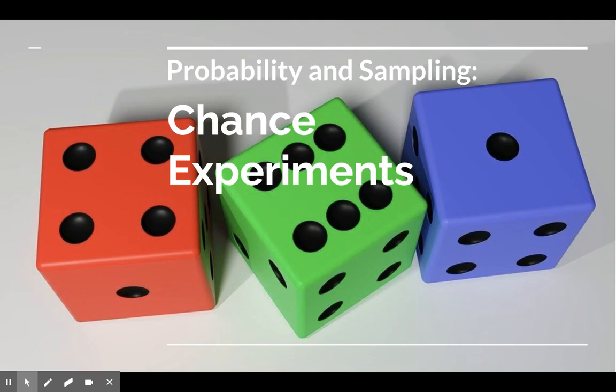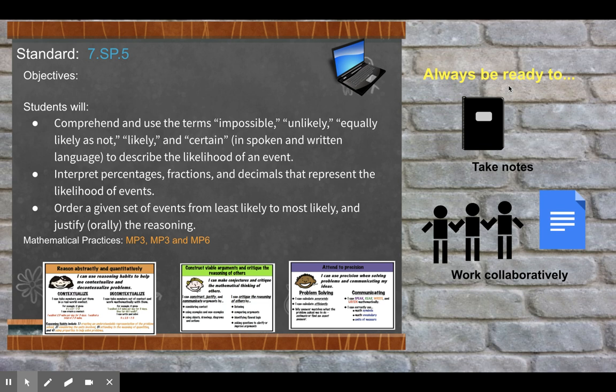Google Classroom. So we're going to kind of shift gears and start talking about probability and sampling. And more specifically, we're going to talk about chance experiments. Our standard for today is 7.SP.5, and our objectives are students will comprehend and use the terms impossible, unlikely, equally likely, not likely, and certain in spoken and written language to describe the likelihood of an event. We're going to interpret percentages, fractions, and decimals that represent the likelihood of events. And we're going to order a given set of events from least likely to most likely and justify the reasoning.